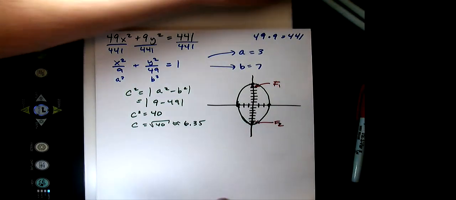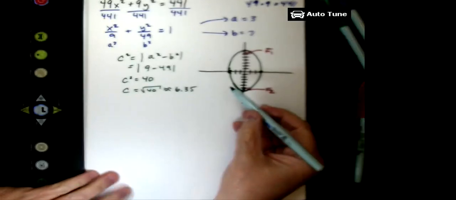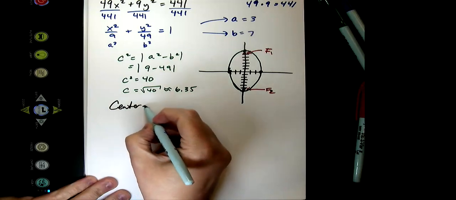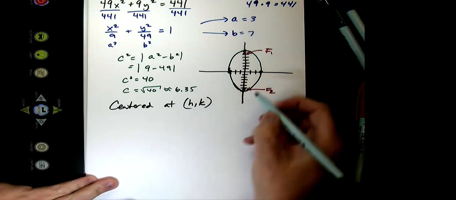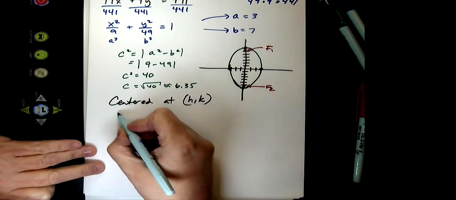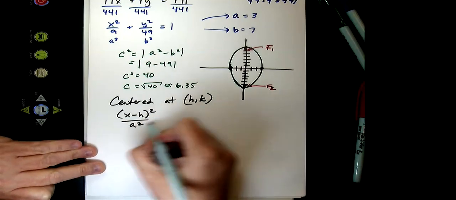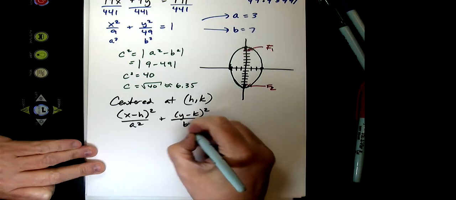We're going to do some more problems with this. The general format, that's with the center at (0, 0). Centered at (h, k): x minus h squared over a squared plus y minus k squared over b squared equals 1.